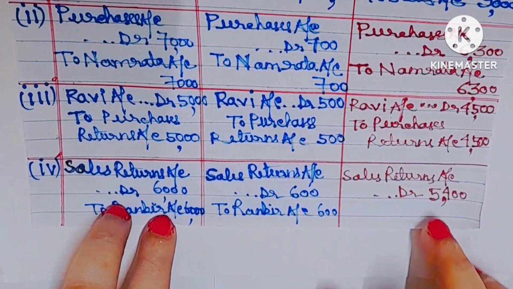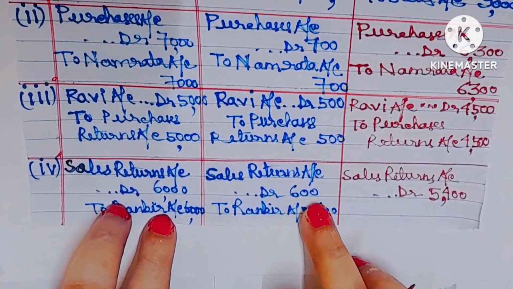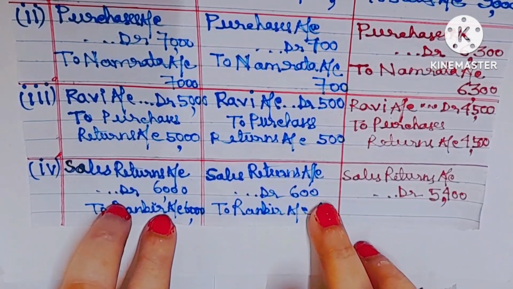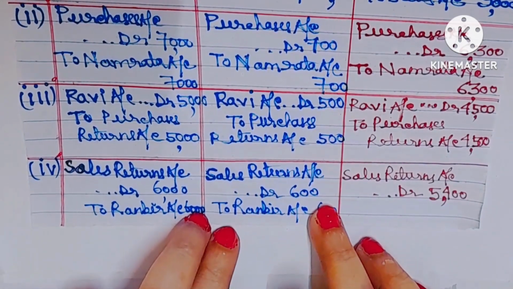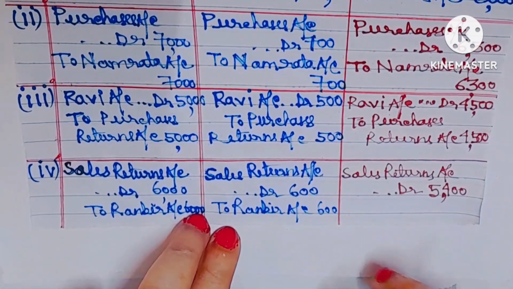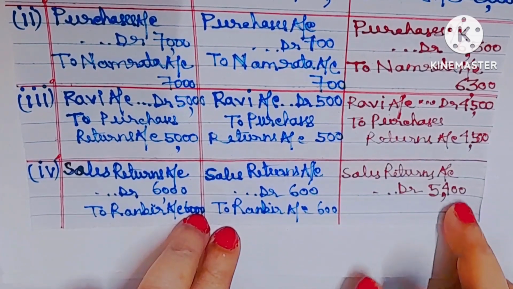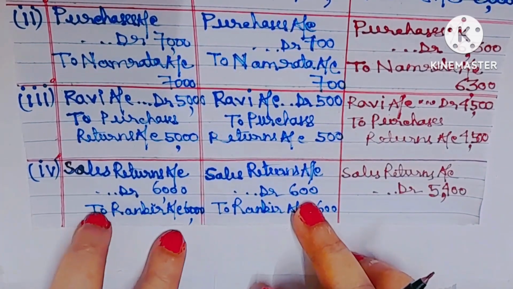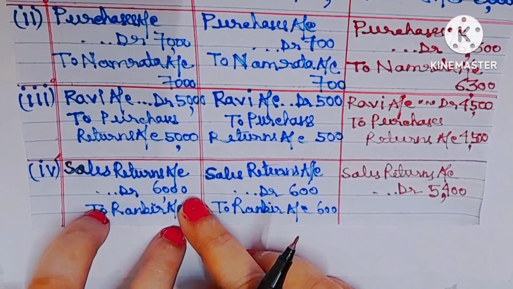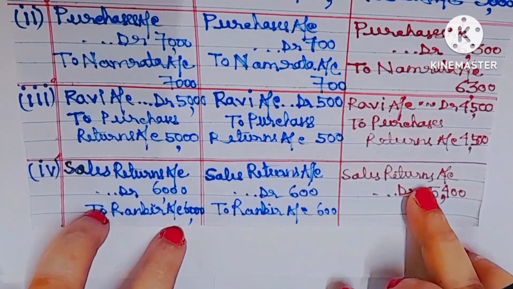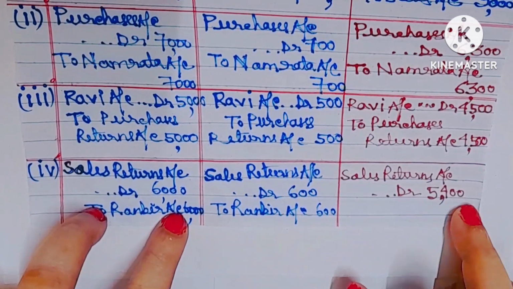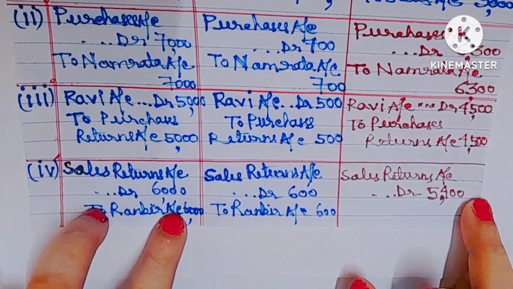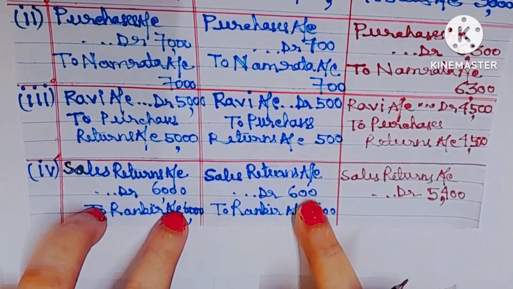They have recorded rupees 600, which is wrong. They have recorded less. But how much less they have recorded? They have recorded rupees 5,400 less. How did I get rupees 5,400? If you deduct rupees 600 from rupees 6,000, you'll get rupees 5,400. So if I write sales returns account debit, rupees 5,400 on the debit side, see, it will be 6,000. 600 they have already recorded.